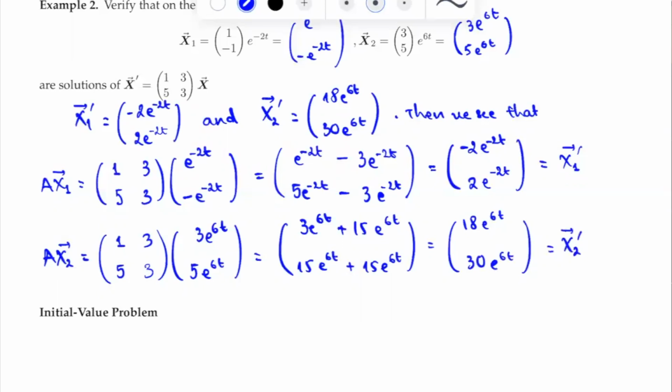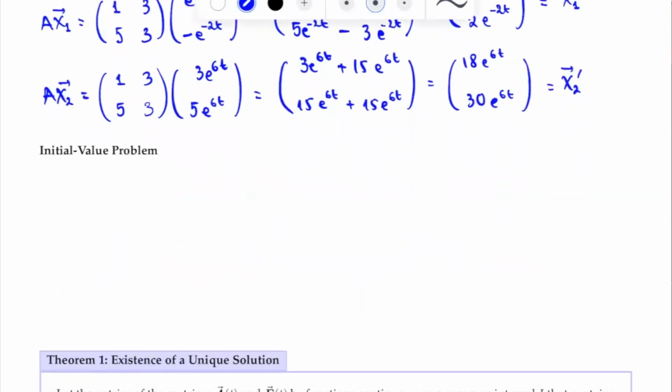Now I'm going to move on to identify the initial value problem. You have heard about this already many times throughout the course. For an initial value problem, that means you need to have a differential equation and you need initial conditions. So for the initial value problem, let t0 denote a point on the interval.